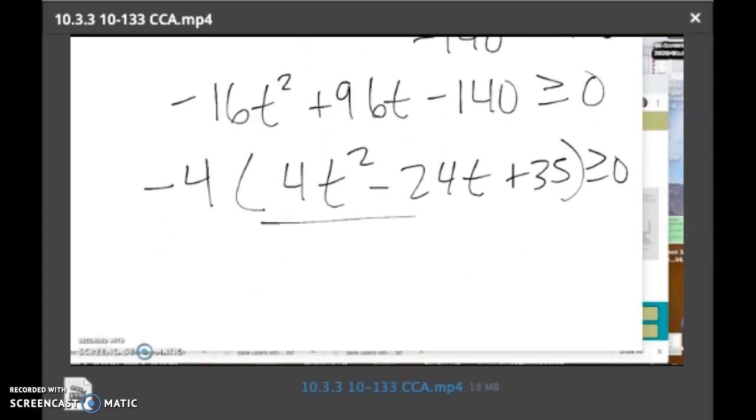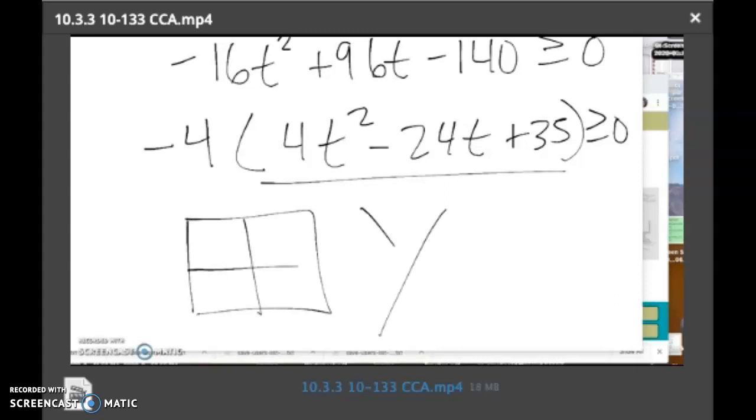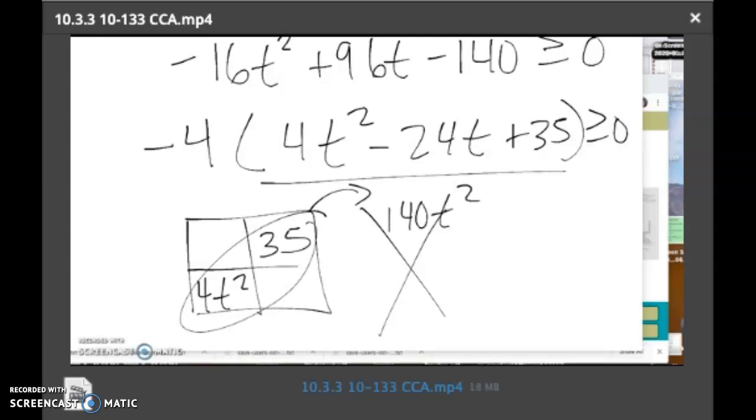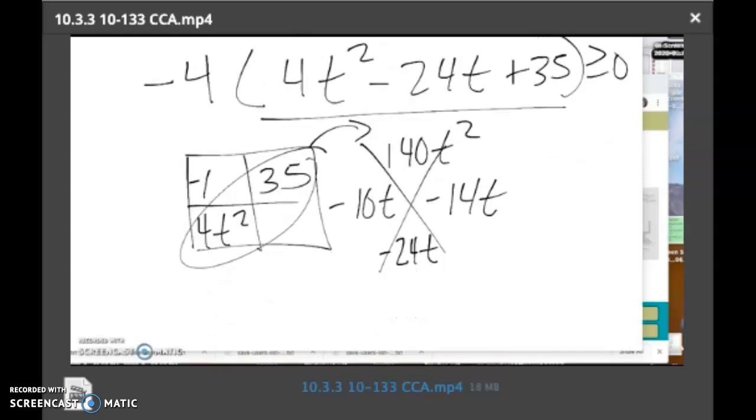And then I'm going to do a generic rectangle and diamond with what I have inside of the parentheses there. So I've got 4t squared and 35. When I multiply those together, I get 140t squared. And I have negative 24t in the bottom. So I'm thinking about those factors that multiply to give me 140t squared and add up to negative 24t. I know those are negative 10t and negative 14t. Put those into my generic rectangle.